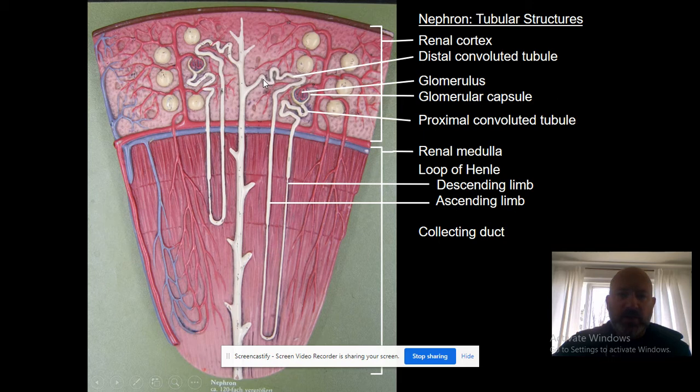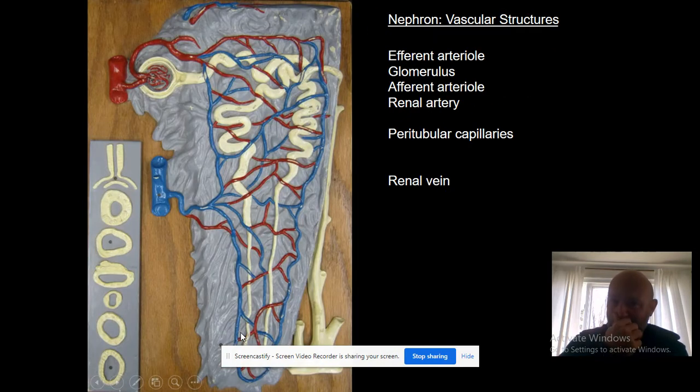And then those items would be added to the urine, and then finally the urine would all collect in this structure here called the collecting duct. You can see it's not one nephron to one collecting duct. There's one collecting duct that receives urine from many, many nephrons. And then all the collecting ducts would converge into the renal pelvis.